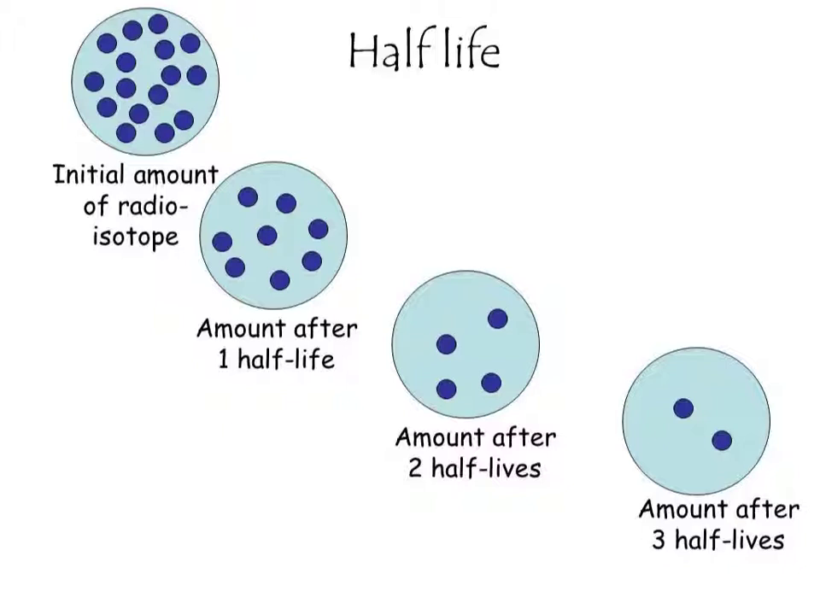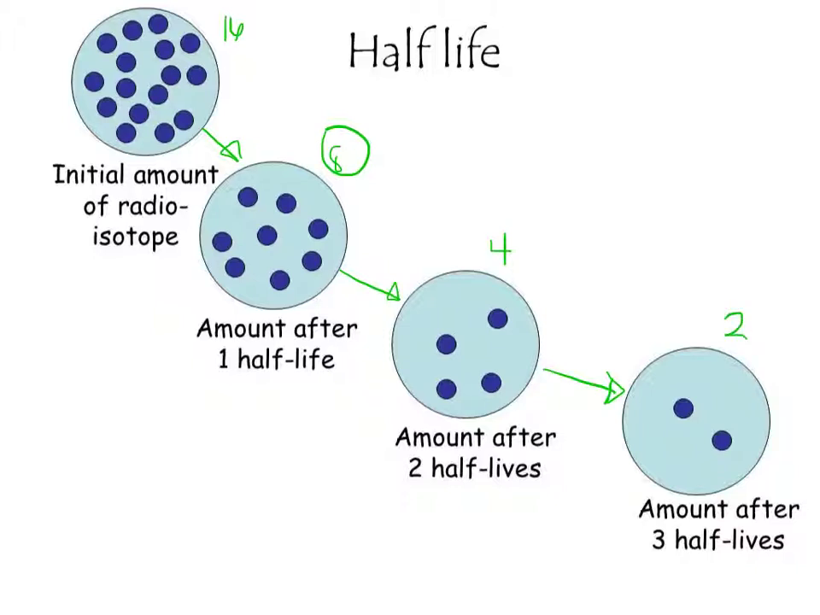Now, let's say we started off with 16 of our radioisotope, and it goes through one half-life. We lose half, which means that we end up with 8. Now, if we go through another half-life, we lose half of the 8 instead of the 16. So we end up with 4. And again, we did go through another half-life, and you end with 2.